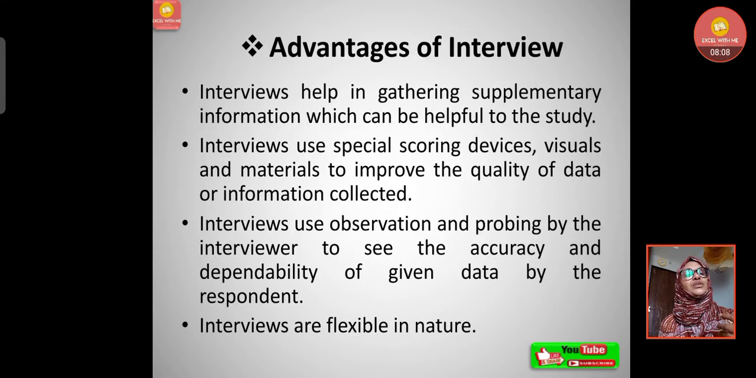Now, what are the advantages of interviews? Interviews help in gathering supplementary information which can be helpful to the study. Interviews use special scoring devices, visuals and materials to improve the quality of data or information collected. Interviews use observation and probing by the interviewer to see the accuracy and dependability of the data given by the respondent. Interviews are flexible in nature. That means at the spot also we can change things. It's in the researcher's hand how he or she is going to conduct the interview. It is not rigid, not fixed, it is flexible.